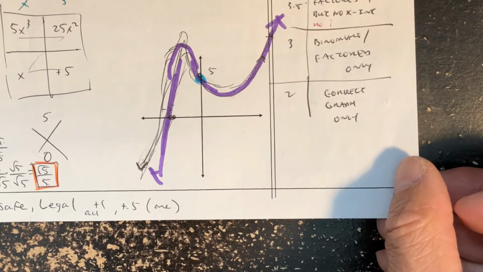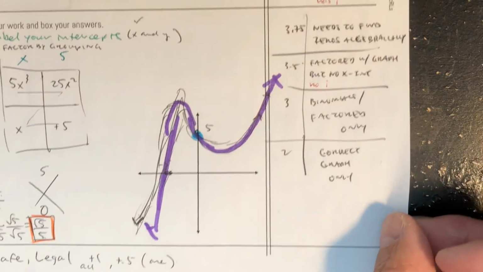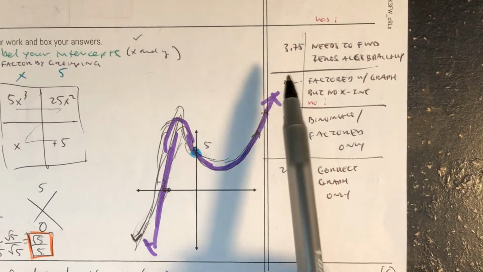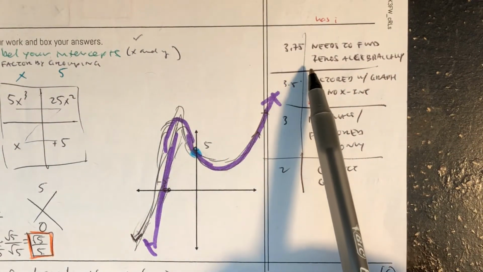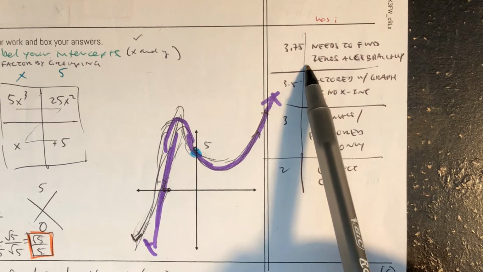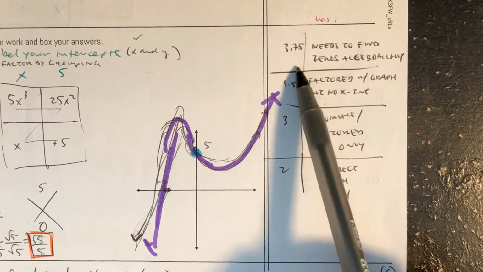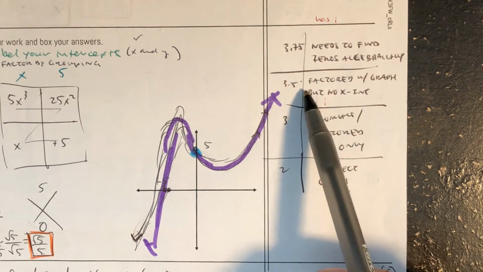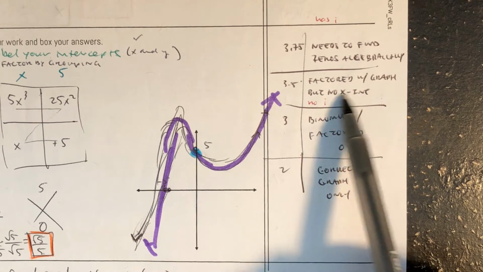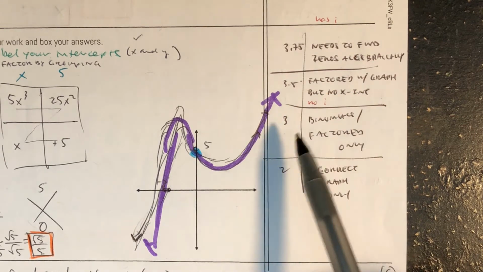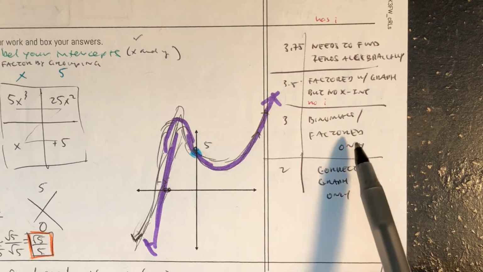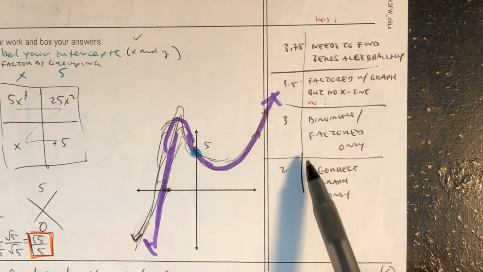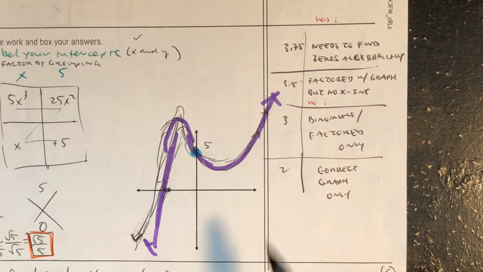And here is how I graded that problem. 3.75 needs to find zeros algebraically. Maybe you just did it with the rational roots theorem, or just looked at your calculator. If you factored it with a graph but no x-intercepts, or maybe you don't have i, I give you 3.5. If you just have the binomials or factored only, 5x squared plus 1 and x plus 5, they give you 3 points. And if you just punch it into your calculator and just give me a graph, you got 2 points.